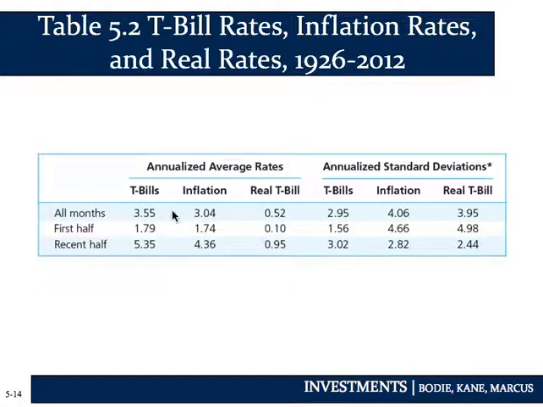T-bills is 3.55, inflation is 3%. So the real rate of return, remember we're looking for real rates of return, is 0.5% per month. The first half is a very small difference here: T-bills are 1.79, inflation 1.74. Your real rate of return is very small. The most recent half is much higher, which is interesting, 5.35 to 4.36. I'll explain that in just a second when we look at the historical models.